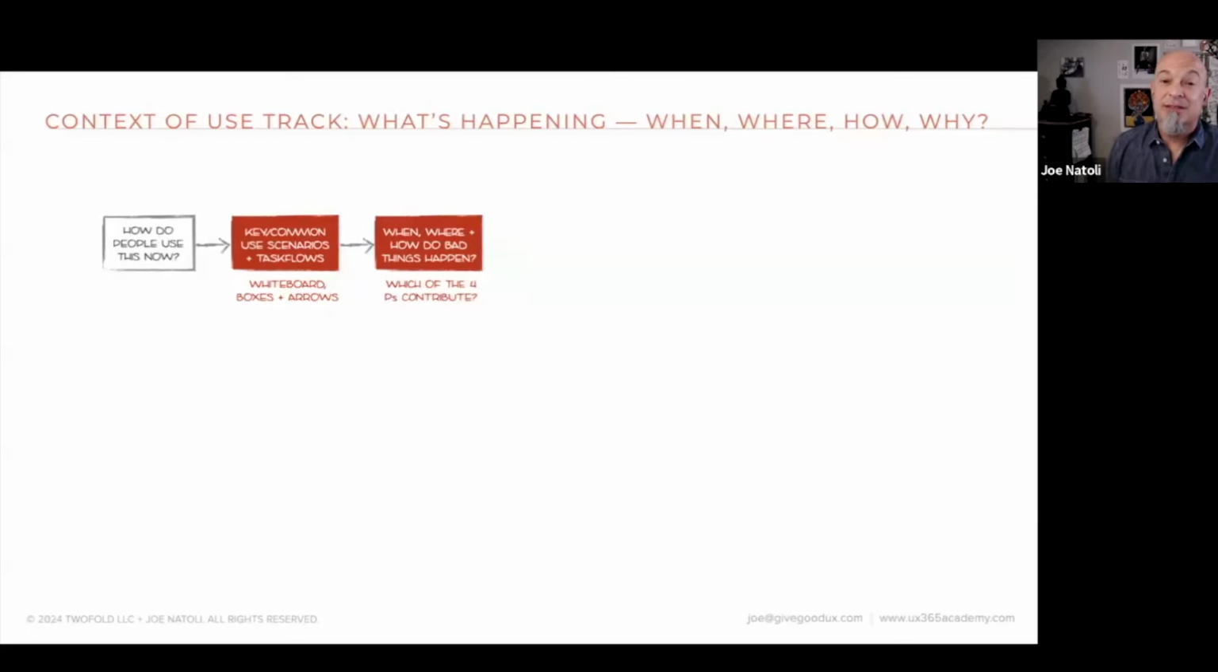Which of the 4 Ps are contributing here to those bad things? Where's the problem coming from? Is the call coming from inside the house, so to speak, for those of you that know that movie reference? Or is it an external force of some kind? Do we know why those things are happening? If we don't, guess what we're doing? We're finding out.